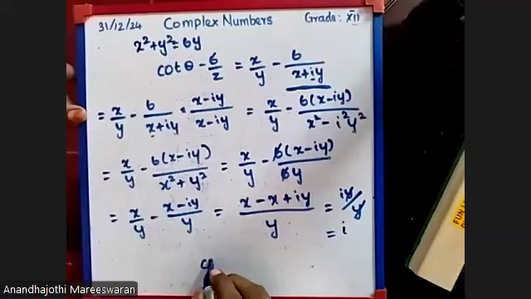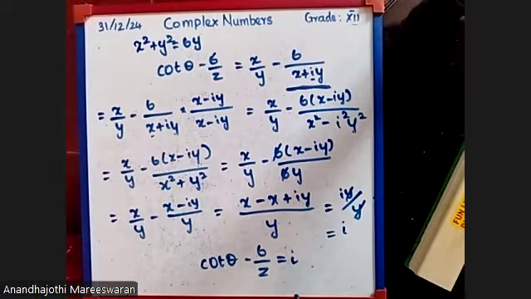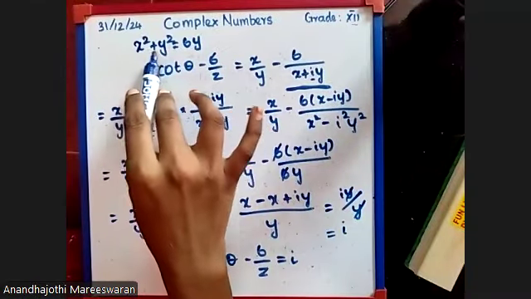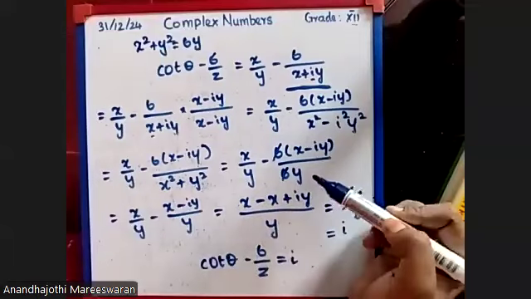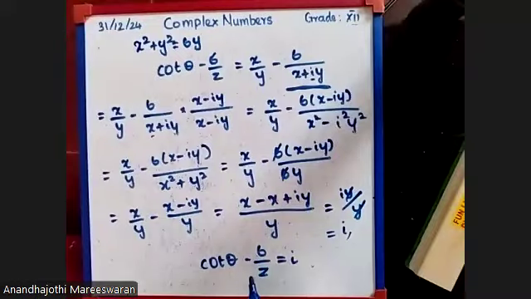So what we have? We have taken cot theta minus 6 by z, which is equal to i. This is what we are going to prove. We just replaced that with x plus iy and we take the modulus and we substitute the value of cot and we solve this equation. While solving, we use the value we already got, x squared plus y squared equal to 6y here. And we again solve this. We finally got i. So we already proved that cot theta minus 6 by z equals i. Hence proved.